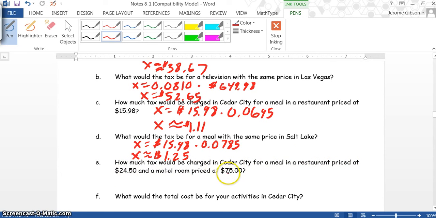It says how much tax will be charged in Cedar City for a meal in a restaurant priced at $24.50 and a motel room priced at $75. So first of all, we already know the rate for a prepared meal. So we would take X is equal to $24.50 times 0.0695. Now this would take care of the restaurant meal. Okay, and then we also want to know the tax for a motel room. So we could write that down. X is equal to $75 times, we will go back up here.